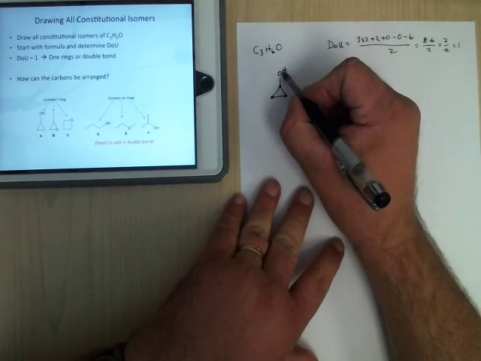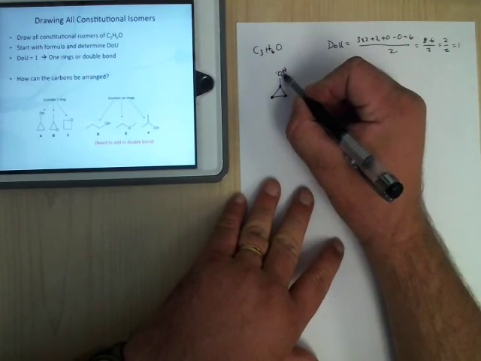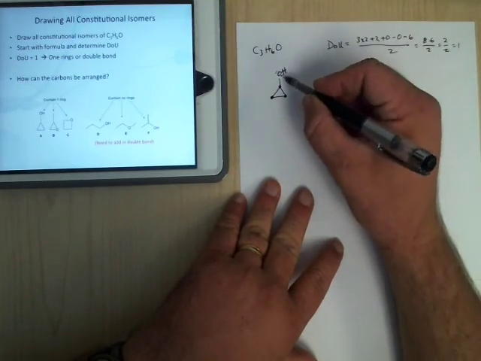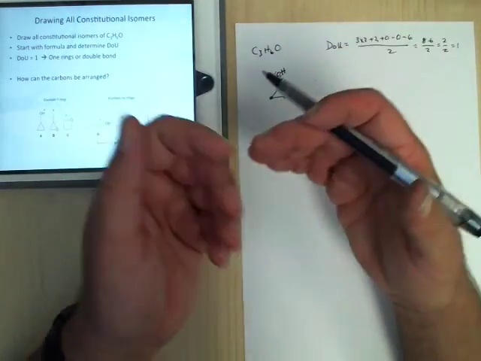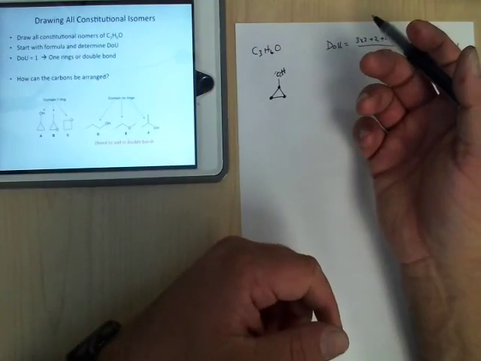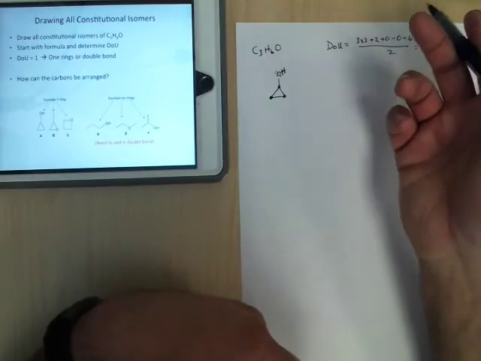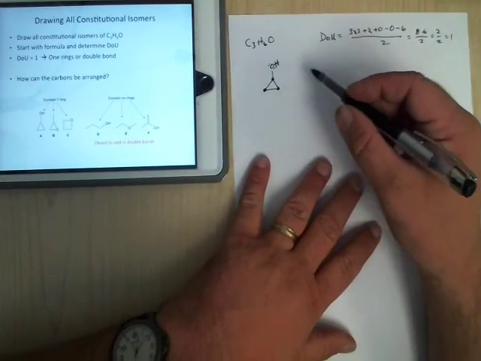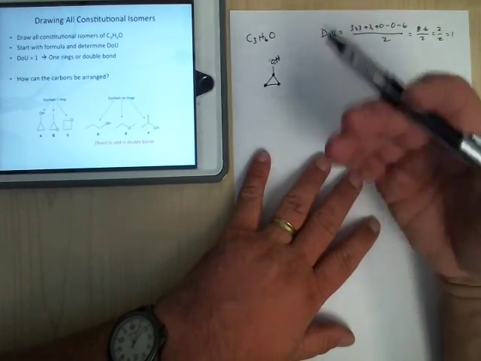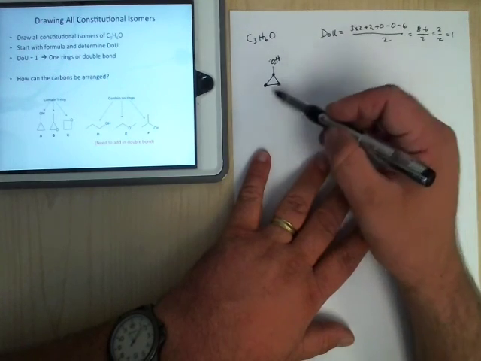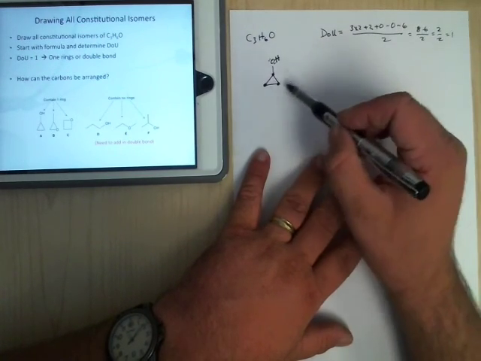And remember, what does oxygen like to have? It likes to have 2 bonds and 2 lone pairs. So it's either going to have a carbon on one side and a hydrogen on the other, or a carbon on one side and a carbon on the other. Unless we start doing double bonds, we can't do that, because our DOU is taken up by the ring.